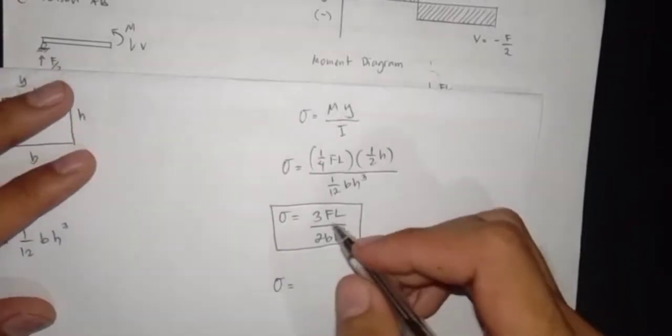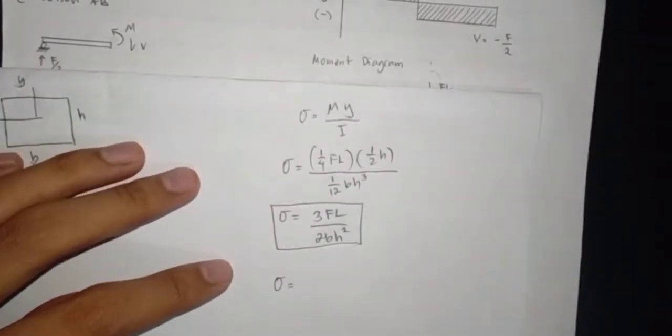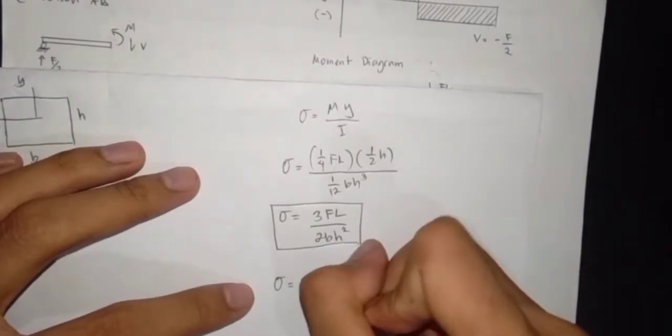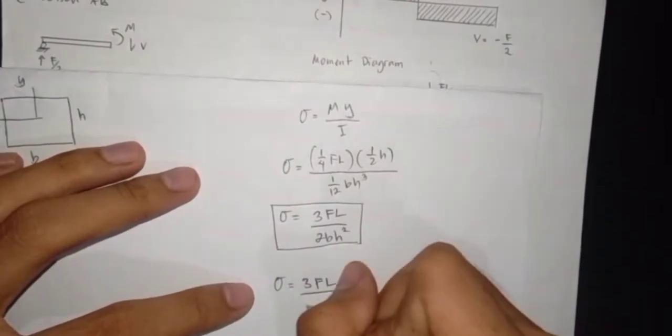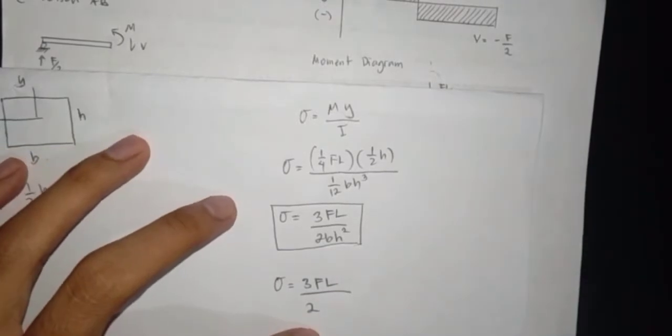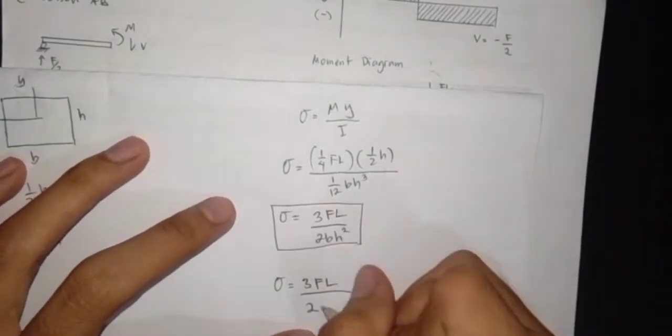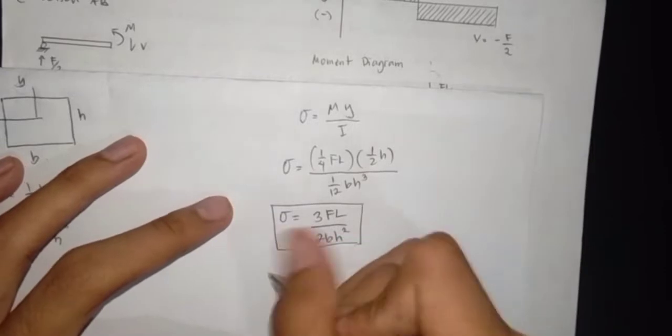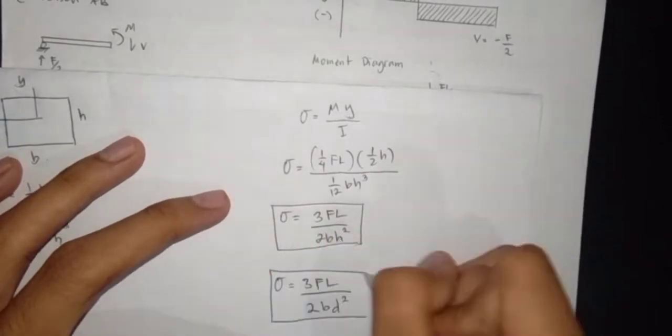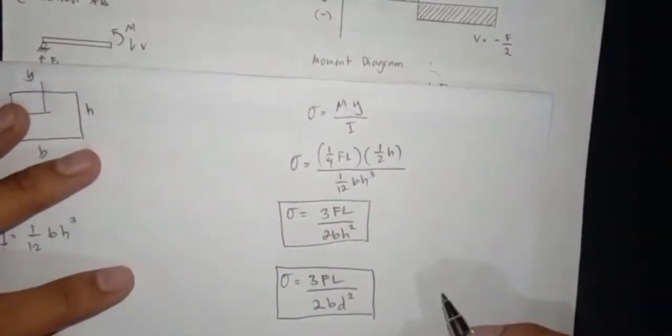Or we can replace the variable according dun sa formula or according dun sa PowerPoint natin. So this is ganito yun. 3FLD all over 2BD squared. So yan na ngayon yung formula natin.